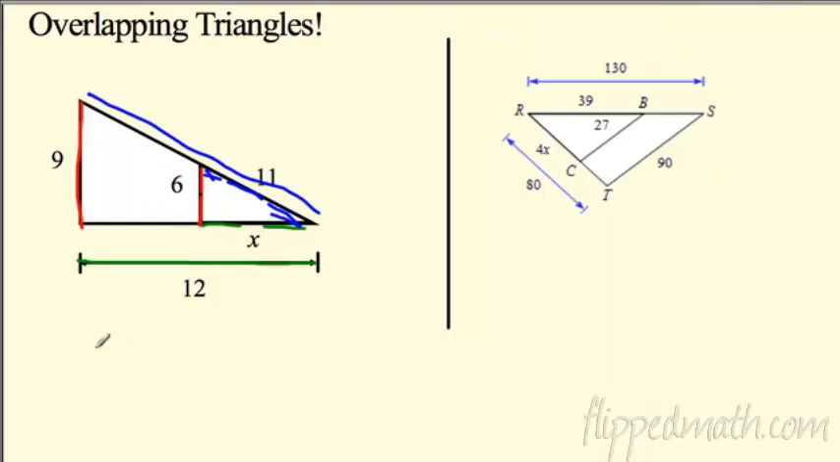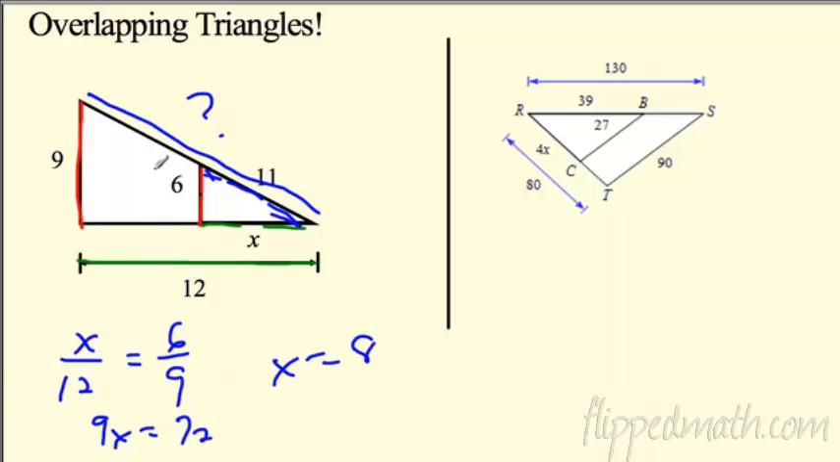I'm going to go small triangle. So I'm going to say x is to 12, green is to green, 6 is to 9. I can't use 11 because I don't know what this is up here. And then we can cross multiply, solve for x. Looks like x is 8. And maybe you saw the proportion in there already.